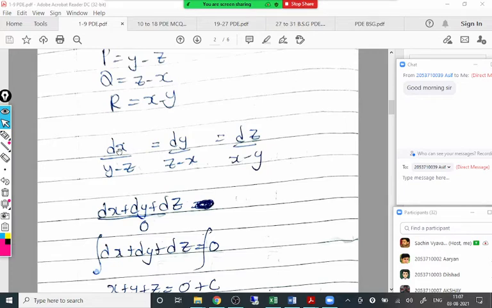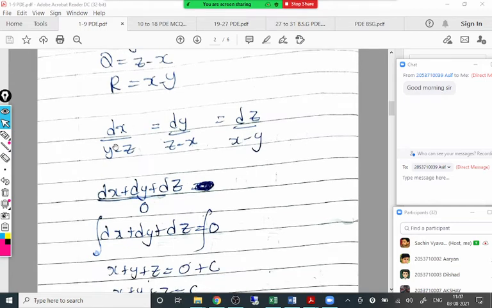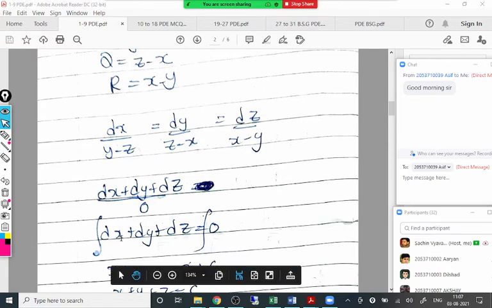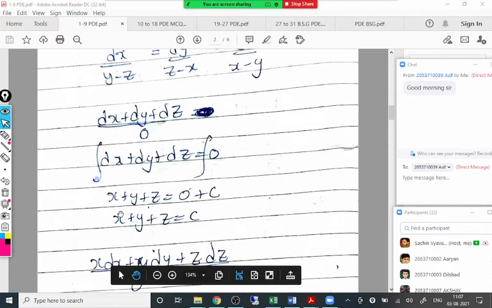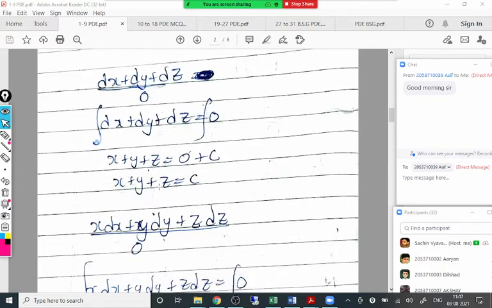The first thing observed is dx + dy + dz. If you add these, indirectly we take 1, 1, 1 as the multiplier. Whenever the sum of the denominators is 0, by the theorem of equal ratios the sum of the numerators should be 0. So dx + dy + dz should equal 0, and on integration, x + y + z = c. So the first solution is written correctly: x + y + z is a constant.